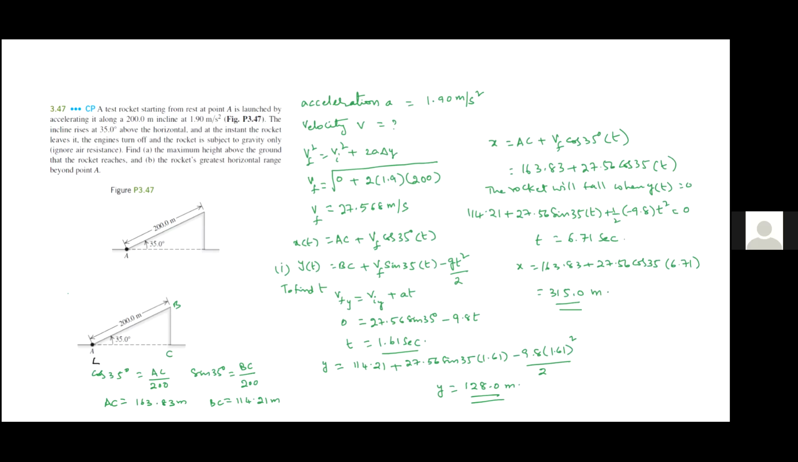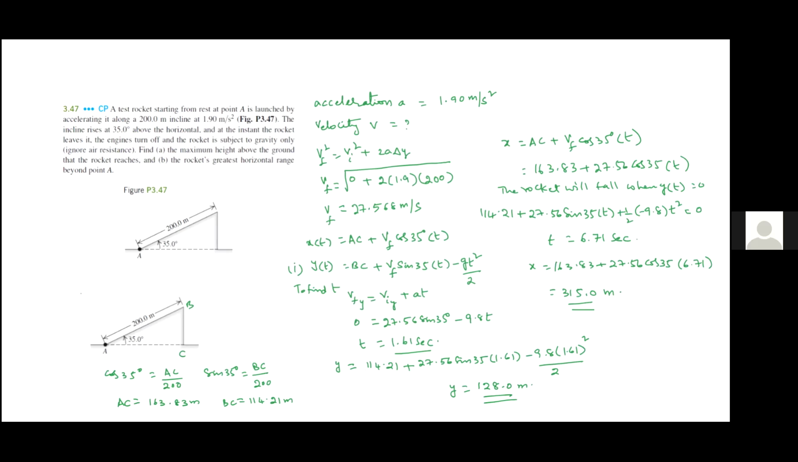So A, B, C. AC is equal to the hypotenuse times cos 35. So cos 35 is equal to AC by 200, because cos 35 is the adjacent side over the hypotenuse, and sin 35 is equal to BC by 200. So AC is equal to 163.83 and BC is equal to 114.21. These values are required for us, that is why I am finding them here.